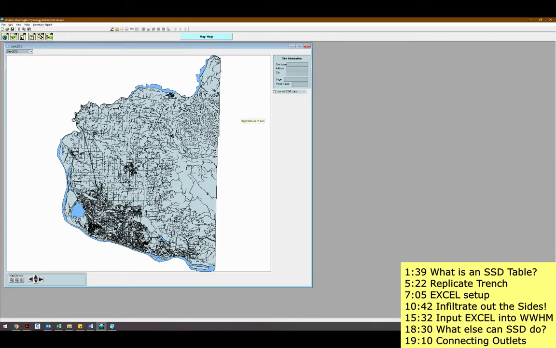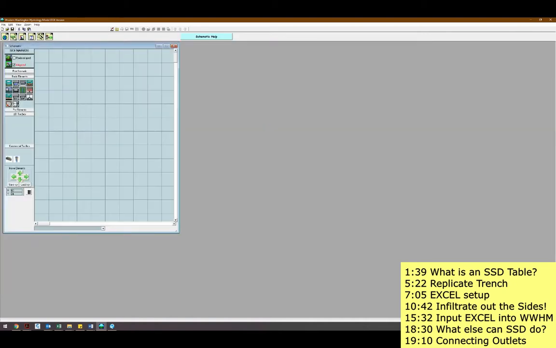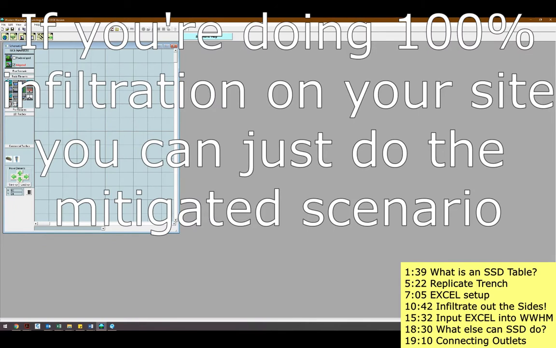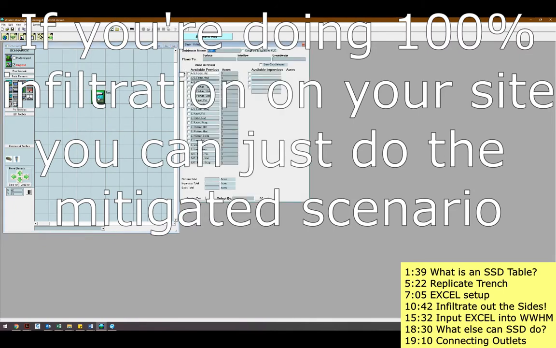Let's jump right in. First thing I'm going to do is pick a precipitation point on my map. Next, I'm going to go over to my schematic, and typically you need to put in a pre-developed condition and a mitigated condition. However, because we're not really going to be comparing pre to post, we don't really need to do a pre-developed condition. If you're doing 100% infiltration on your site, you could just do the mitigated scenario.